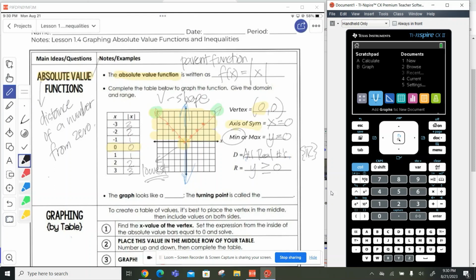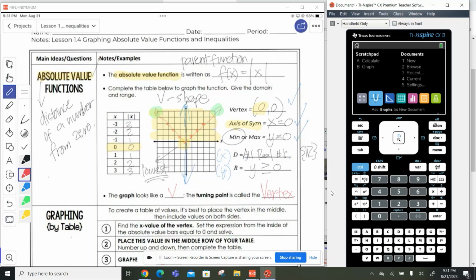So there you have it. We have our vertex, axis of symmetry, a minimum in this case, the domain, which are the x values, and the range, which are the y values. In general, the graph looks like a V shape, and the turning point of the graph is called the vertex.